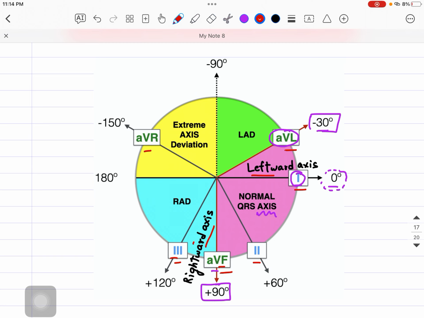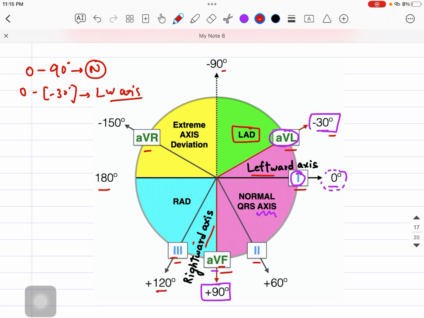So in terms of degrees, between 0 to 90 degree is considered the normal axis, right? Between 0 to minus 30 degree will be considered leftward axis, right? Likewise, between minus 30 to minus 90, that is called left axis deviation, LAD. Likewise, between minus 120 to 180, that is right axis deviation, RAD, right?